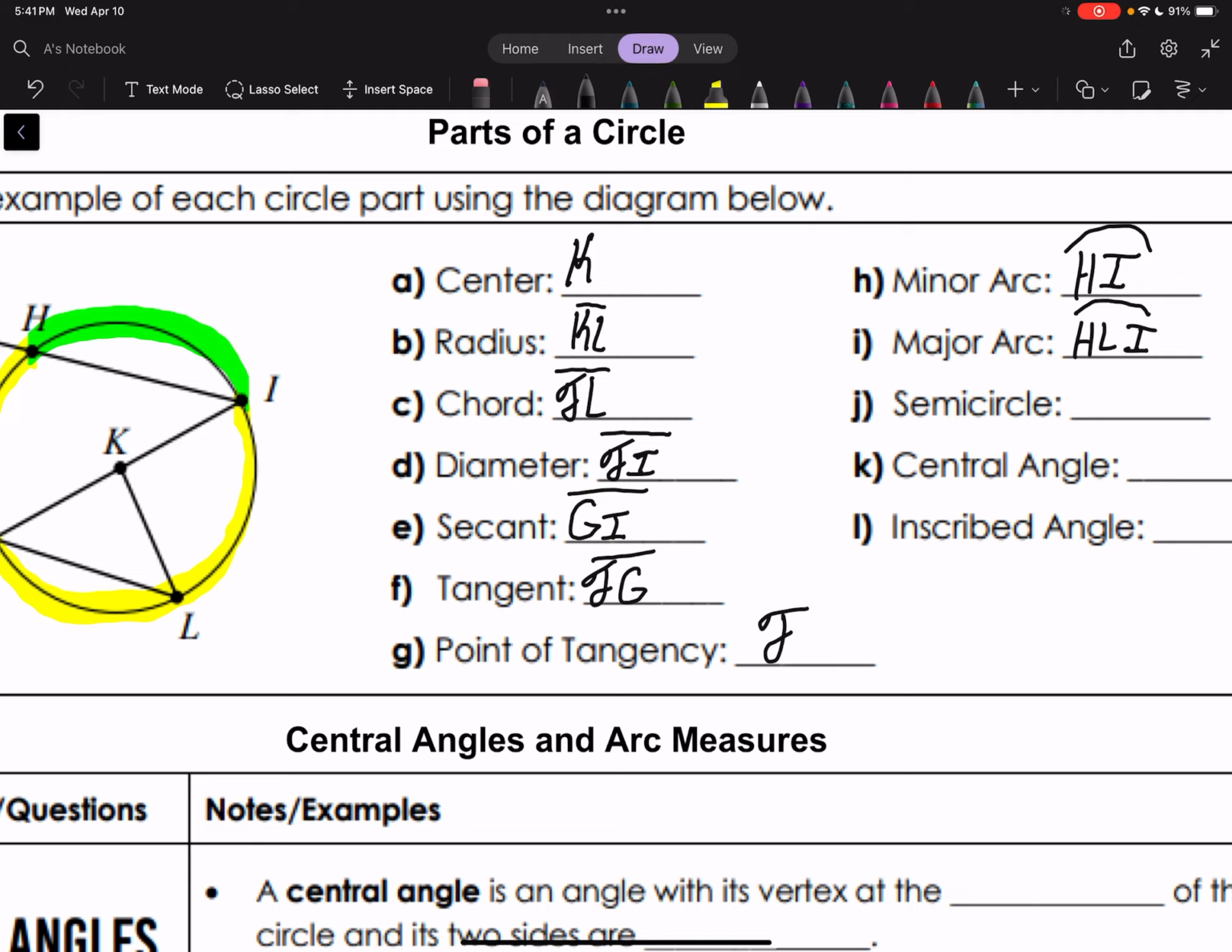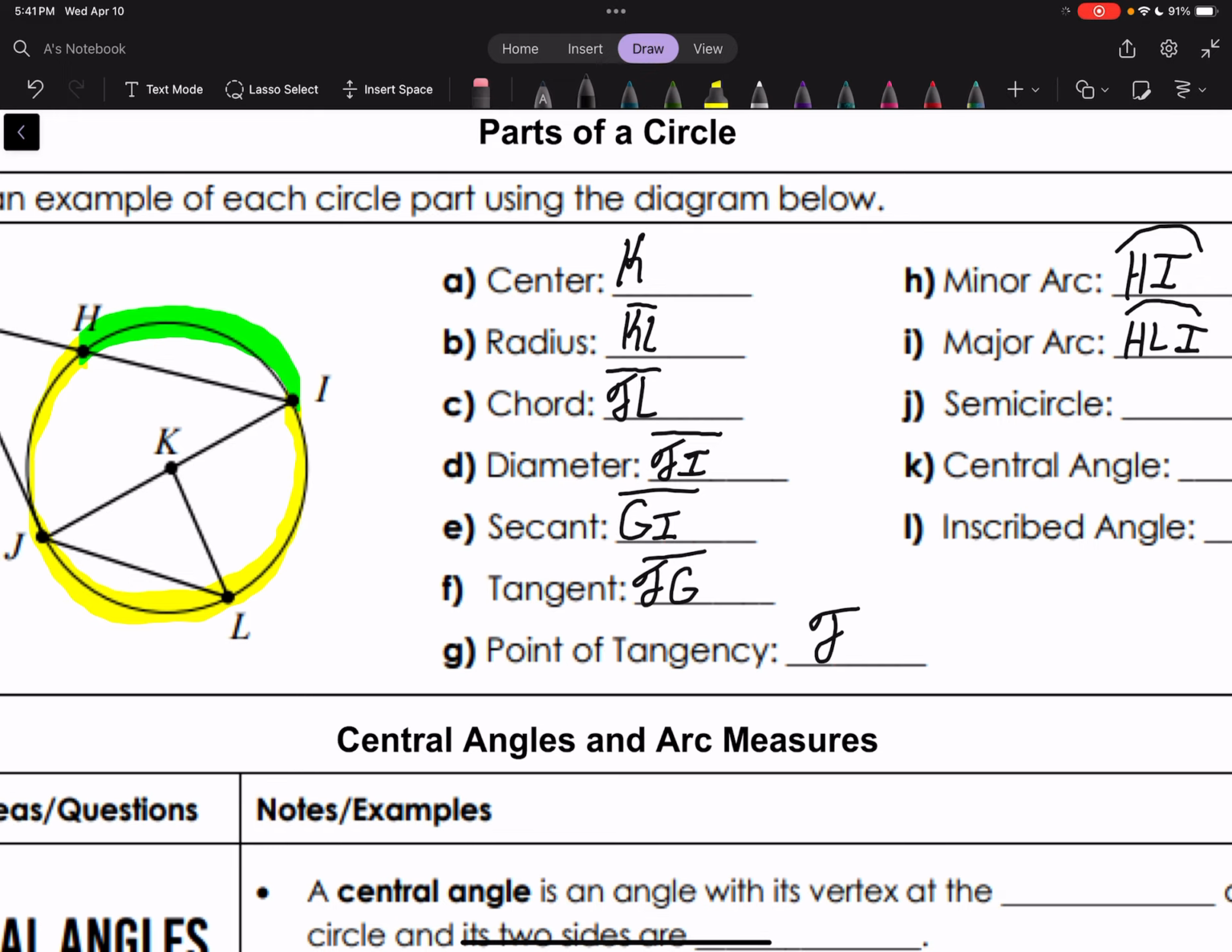The way you determine which arc they're talking about, you go in the order it gives you. So if it says from H to I, you take the shortest route possible to get to I. If it says, like I wrote HLI, you have to go from H, then to L, and then back to I. Okay?